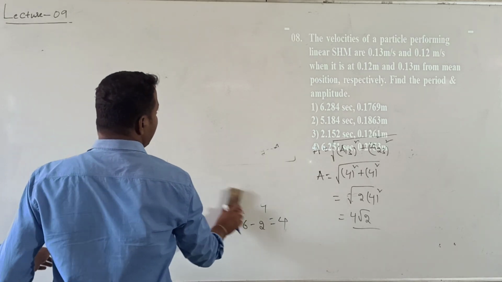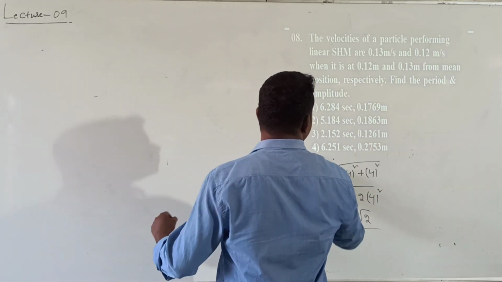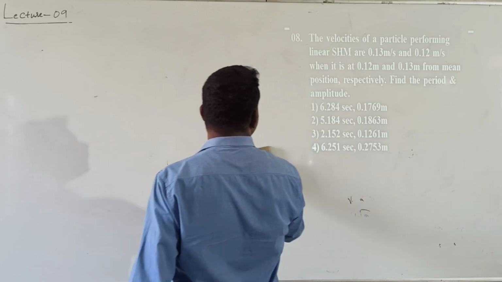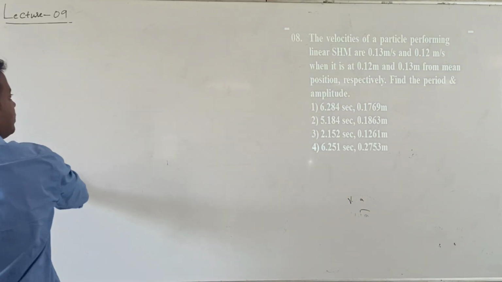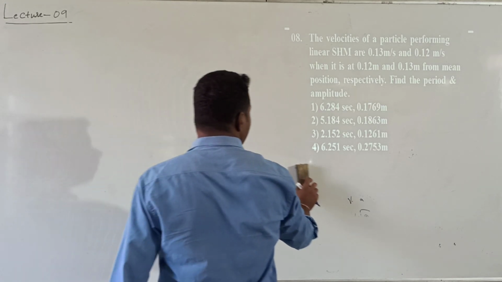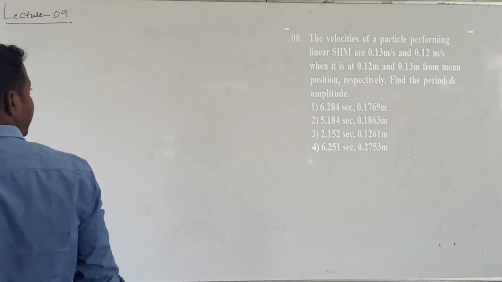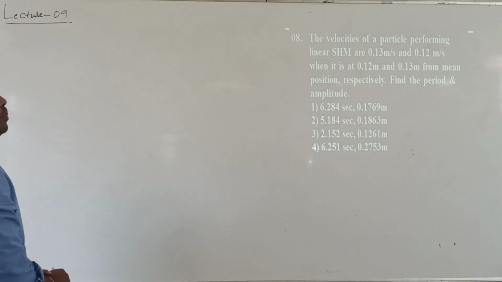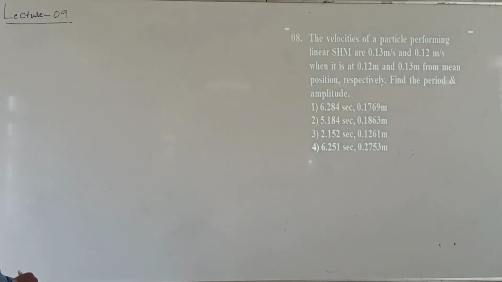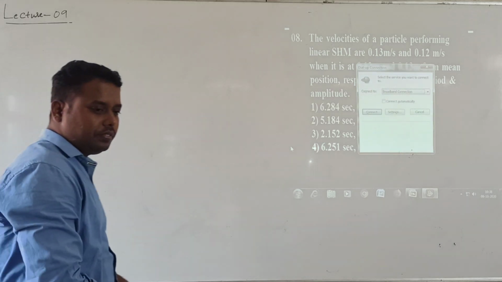Okay? In this question, we already discussed the synopsis. The velocities of a particle performing linear SHM are 0.13 meters per second and 0.12 meters per second when it is 0.12 meters and 0.13 meters from the mean position. Find the period and amplitude.